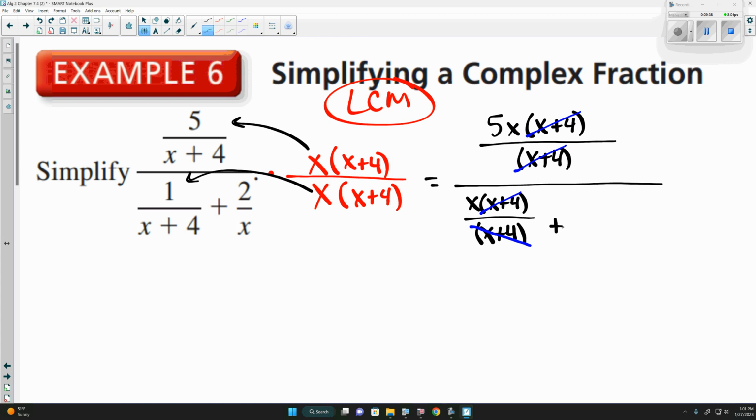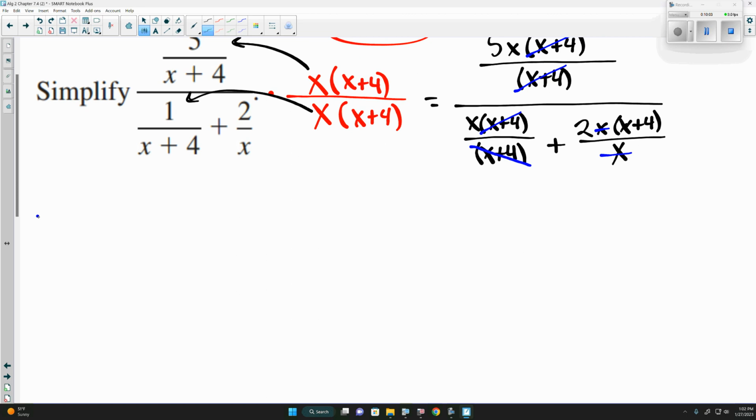Plus, now we're going to have 2 times x plus 4 plus 2 times x plus 4. I'm just rewriting it so I have a little more space. And that's over x. And here the x, yes, x will cancel out. So in the numerator, what is the only thing we have left? 5x. In the denominator, our first fraction, all we have left is x times x plus 4.